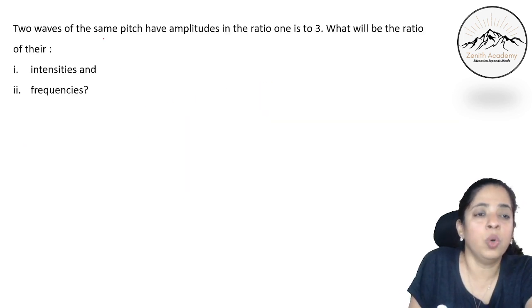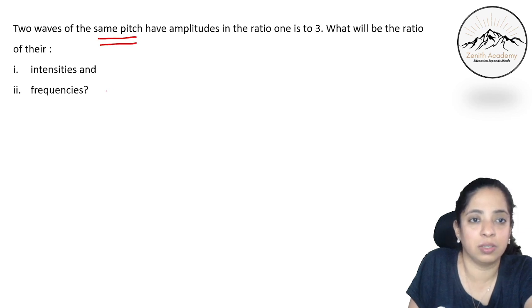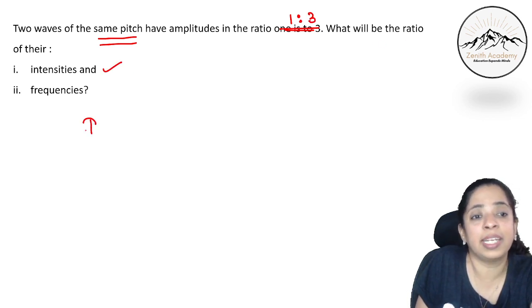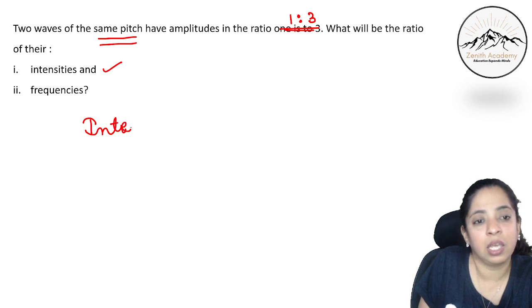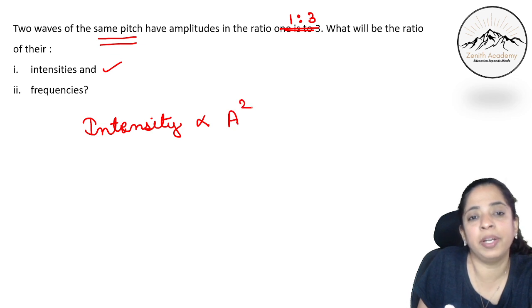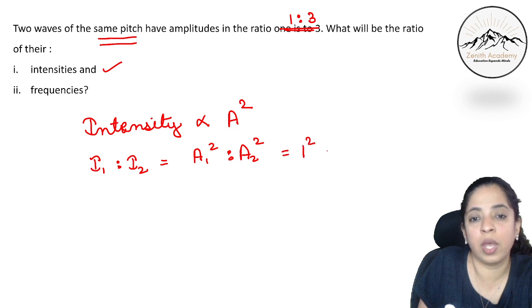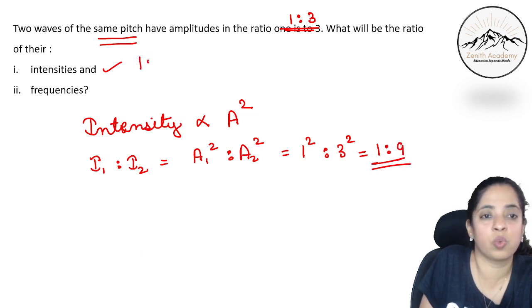Next, two waves of the same pitch have the amplitude ratio 1:3. What will be the ratio of intensity? I told you intensity and loudness, both are directly proportional to the square of amplitude. So intensity 1 is to intensity 2 will be amplitude 1 square is to amplitude 2 square, which is 1 square and 3 square given to you here. So this will be 1:9. The first answer is 1:9.